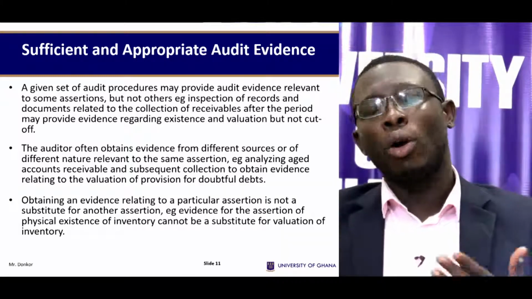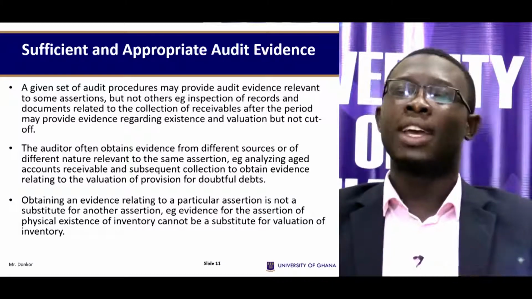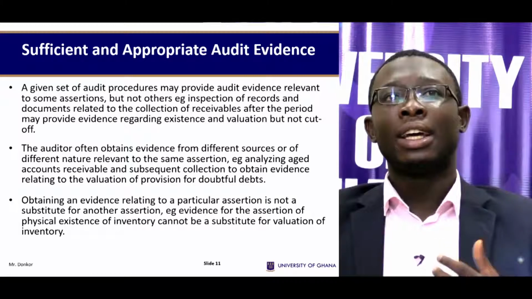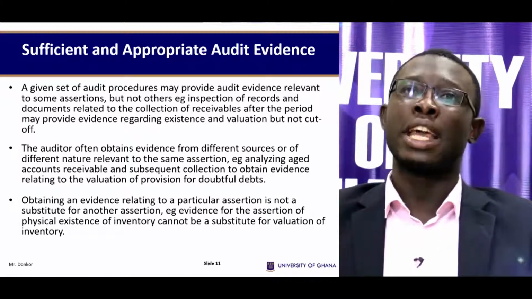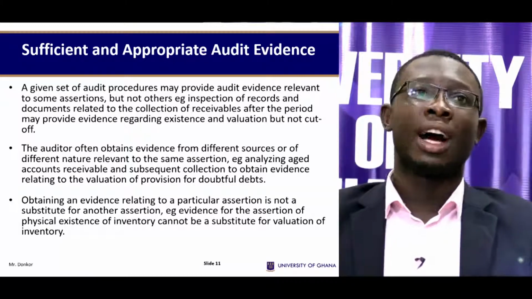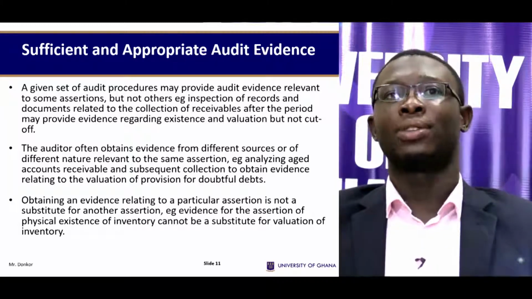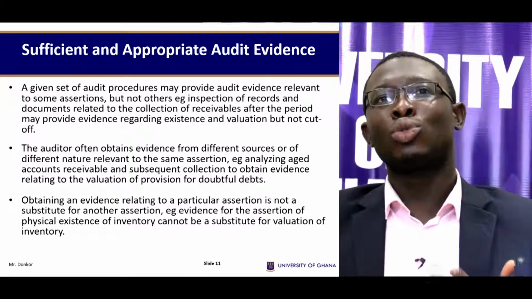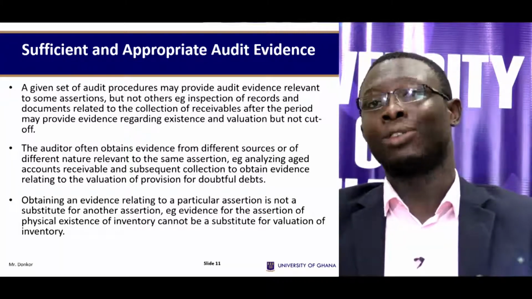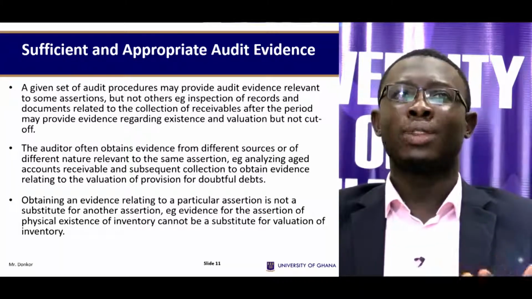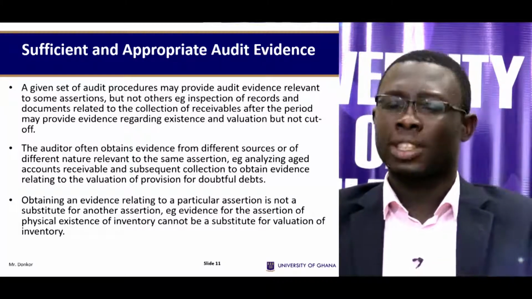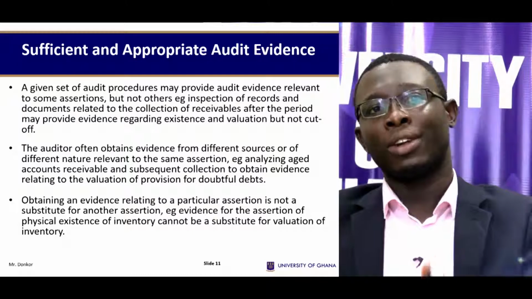The auditor often obtains evidence from different sources or of different nature relevant to the same assertion. Example, analyzing aged accounts receivable and subsequent collection to obtain evidence relating to the valuation of provision for doubtful debt. Again, obtaining evidence relating to a particular assertion is not a substitute for another assertion.